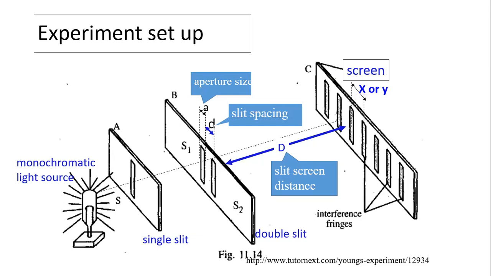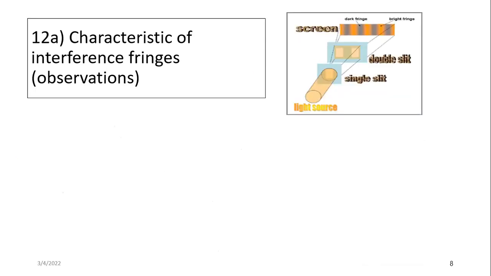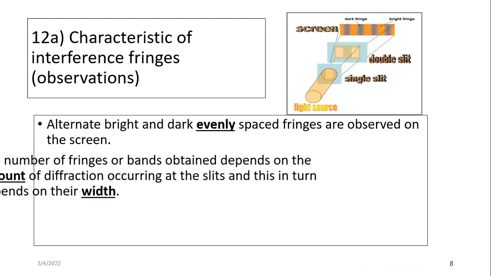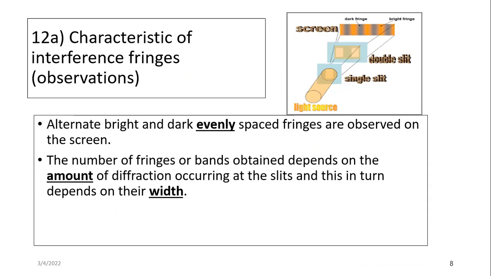This one you have studied in your STPM already, so you should be able to describe it. Alternate bright and dark, evenly spaced fringes are observed on the screen. The number of fringes, or you can call them bands, obtained depends on the amount of diffraction occurring at the slit, and this in turn depends on the width.